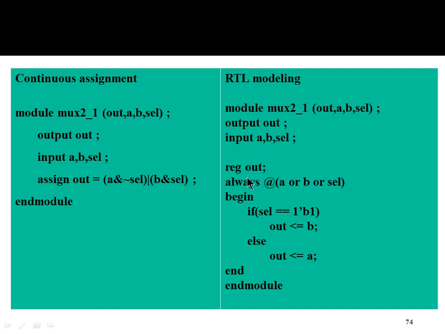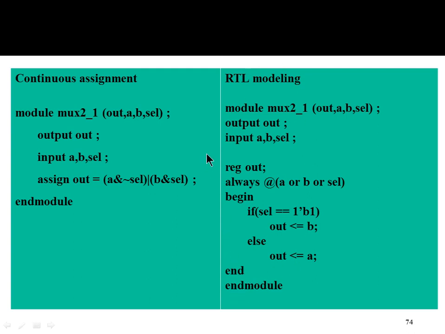Reg called out. Then there is the always block. Always at A or B or select. This is my sensitivity list or activation list. Any change in A input or B input or select input, this always block will be triggered. Begin the always block. If select equal to 1'b1, out gets B. Else out gets A input. End the always block, end module.